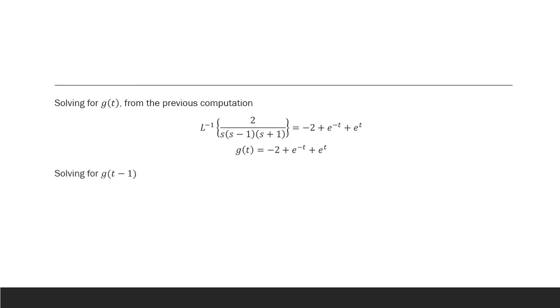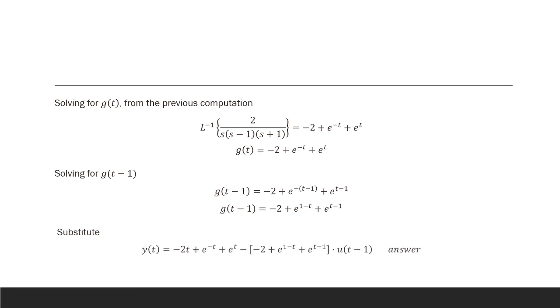Now, solving for g of t minus 1, palitan lang natin lahat ng t ng t minus 1. We will have g of t minus 1 is equal to negative 2 plus e raised to negative t minus 1 plus e raised to t minus 1. And that is equal to negative 2 plus e raised to 1 minus t plus e raised to t minus 1.